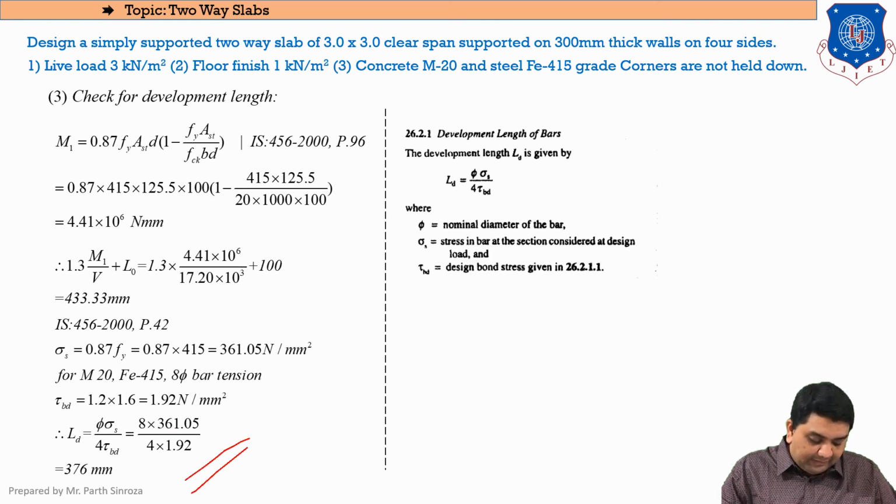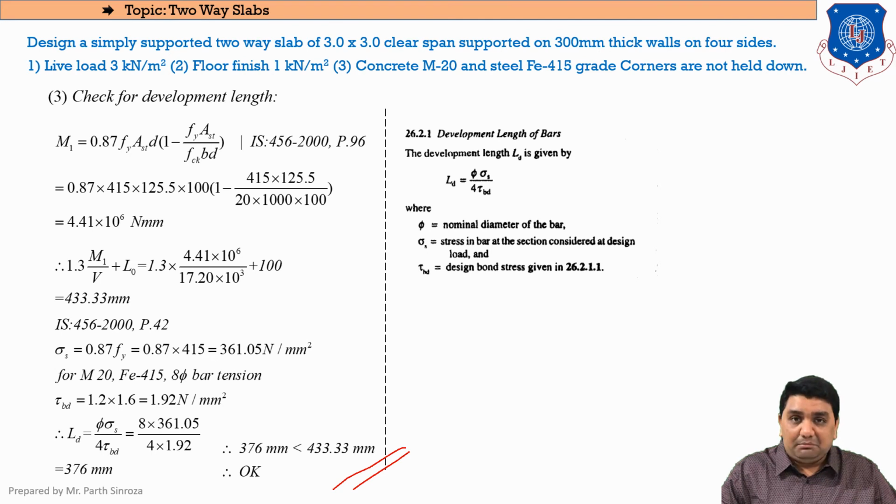So solving it, we are getting Ld, that is our LHS portion, to be 376 mm. Clear? Our final check was that LHS should always be either less than or equal to the RHS portion. The LHS value comes out to be 376, whereas the RHS value was 433.33. So our condition is satisfied, and the third check is completed.